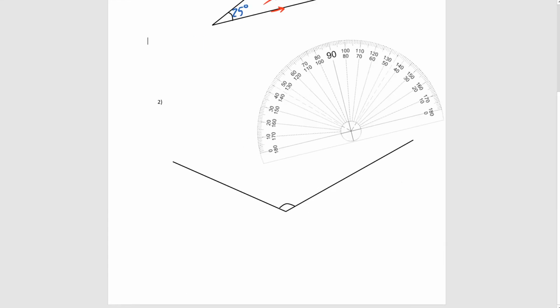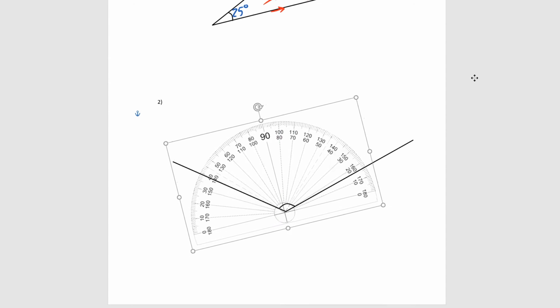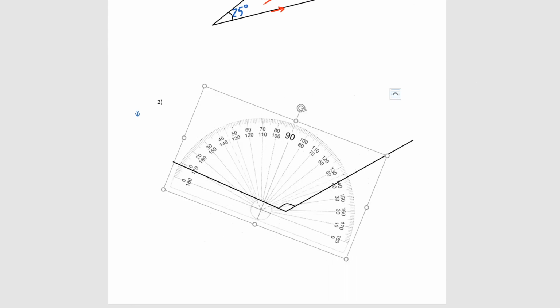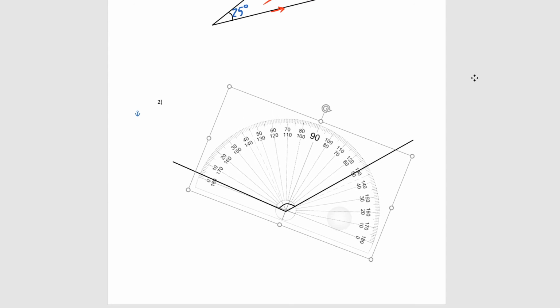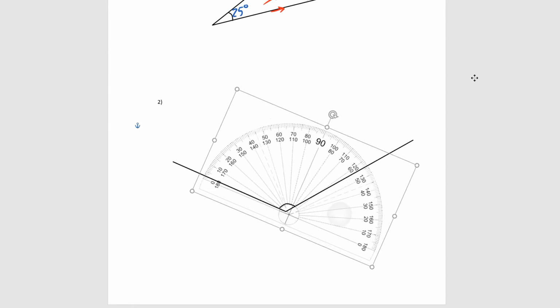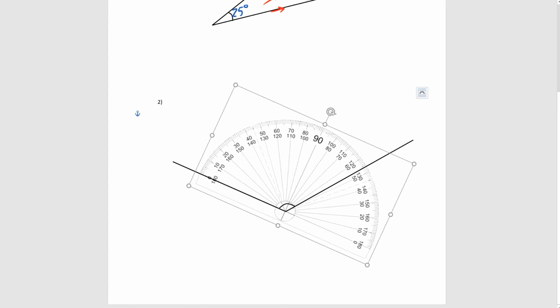So now I want to show you one more example, just so I can show you what I mean when I say that you can read the protractor from either side of the scale. So again, I'm going to line up the center of the protractor with the vertex, and now I'm going to rotate the protractor so that I have 0 degrees lying along one of the lines. But you notice this time I'm lining up 0 degrees with the other side. Let me try to get this a little better. There we go. That's good.